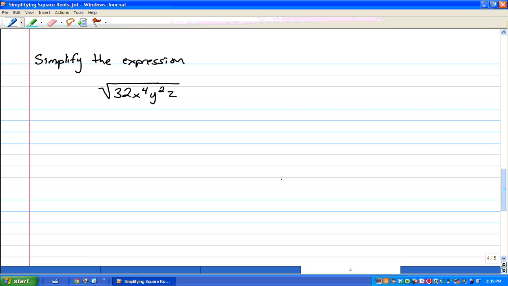Okay, I'm going to solve this one both ways. First, I'm going to do this. The square root of 2 times 16 times x to the 4th times y to the 2nd times z. This is equal to the square root of 2 times the square root of 16, this is using my product property, times the square root of x to the 4th times the square root of y squared times the square root of z. Whew, that's a big one.